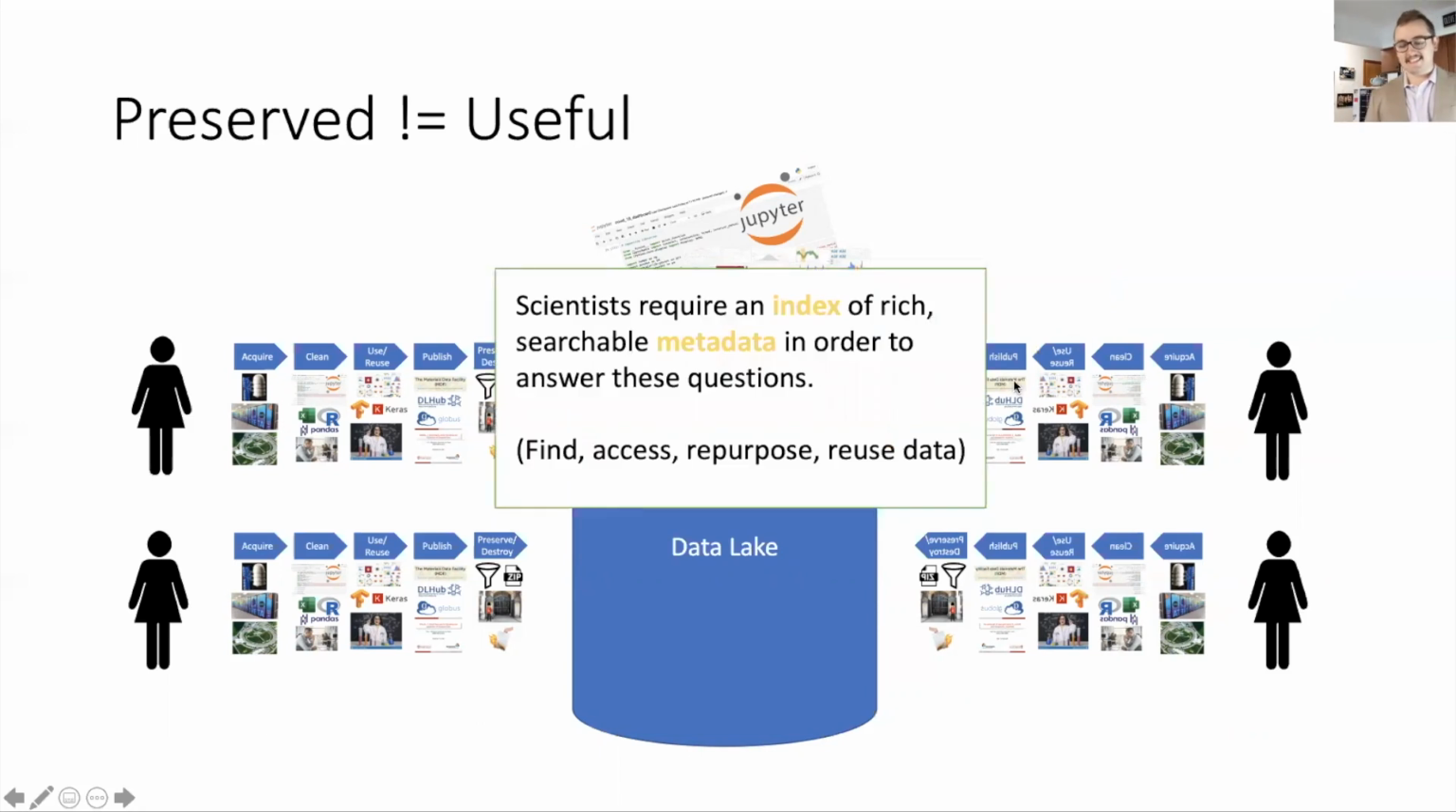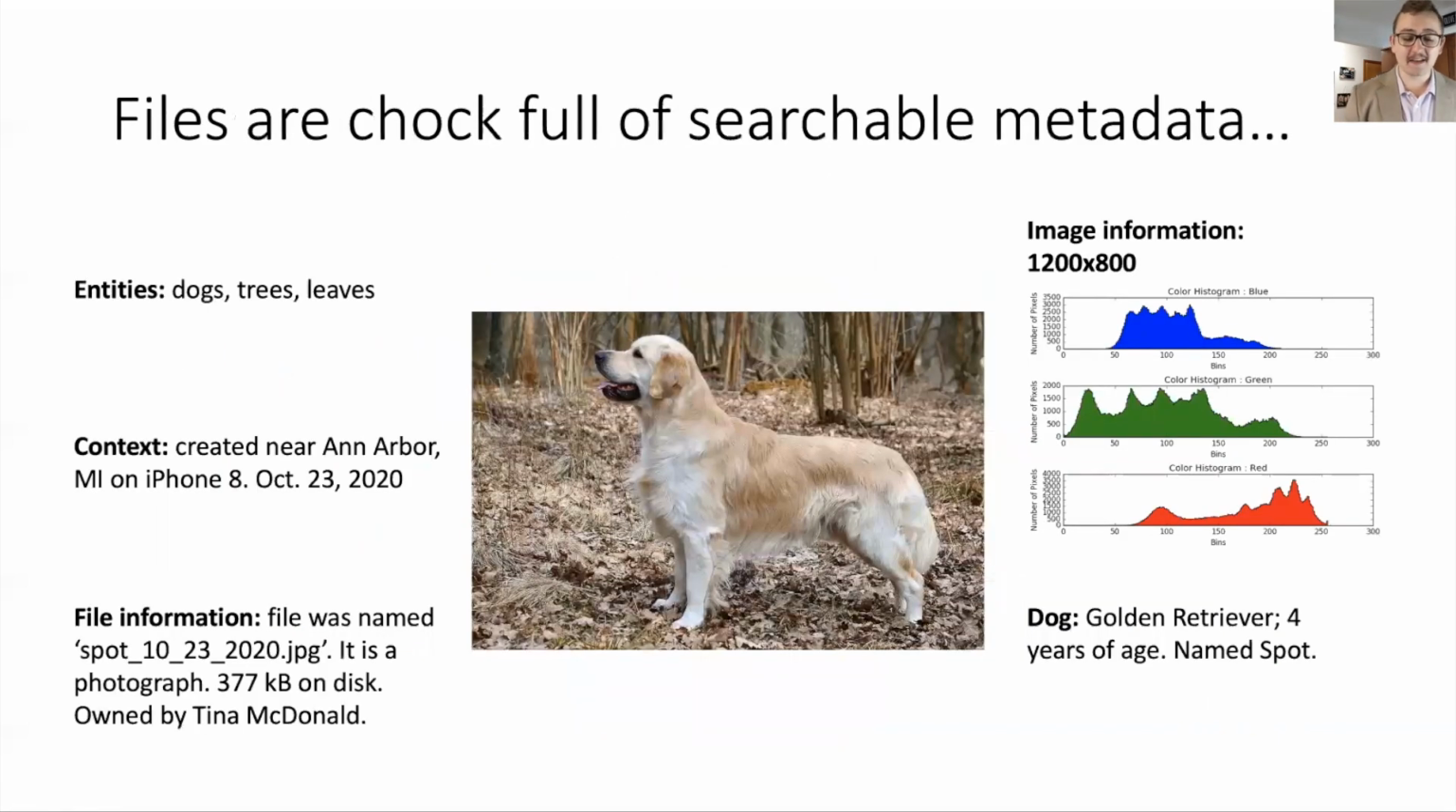Unfortunately, to do that, this data lake needs some sort of thing to search on. It needs an index of searchable, rich metadata in order to answer these types of questions that scientists might have. And files are chock full of metadata, right? So quickly, metadata are just data about data.